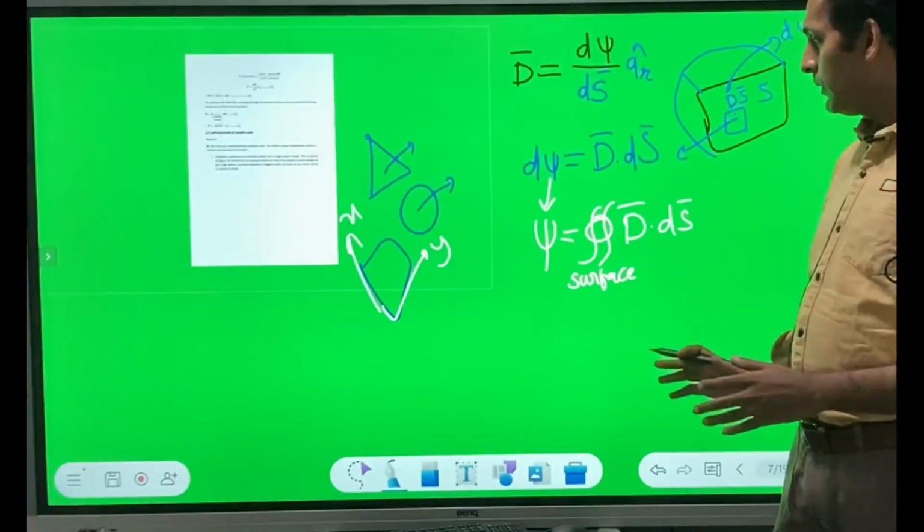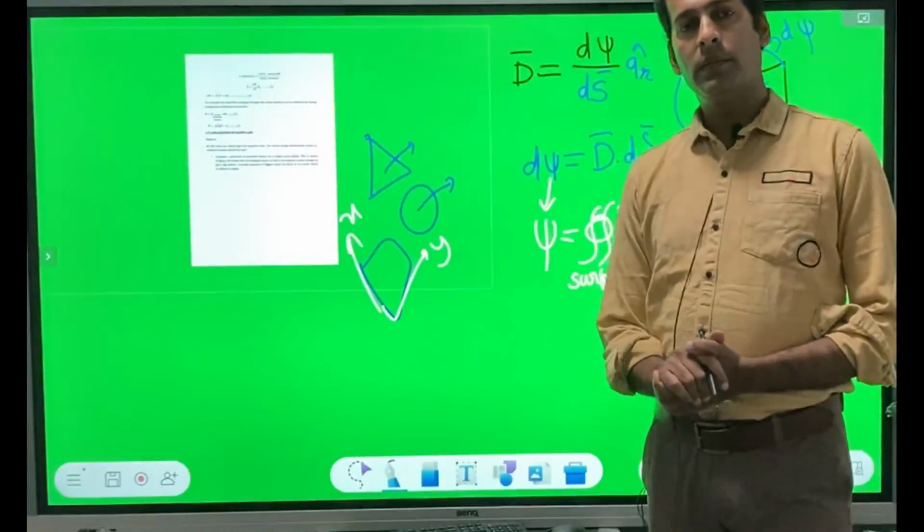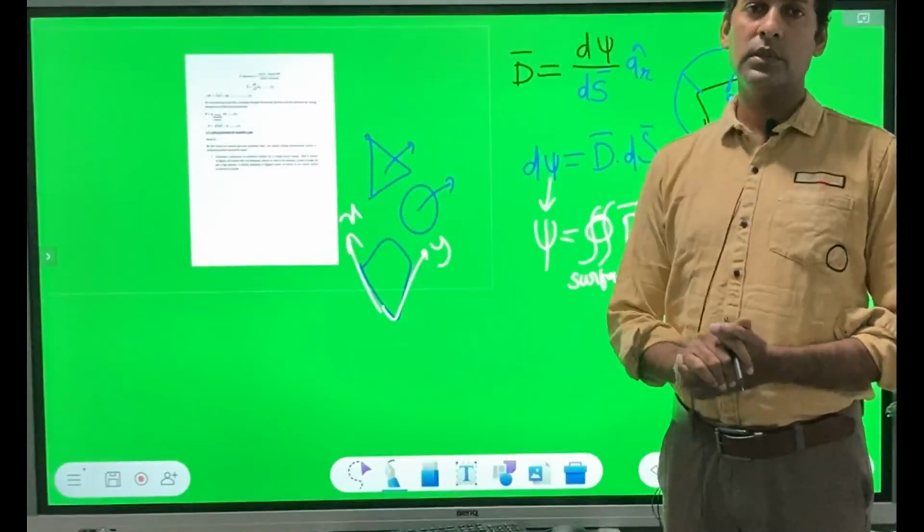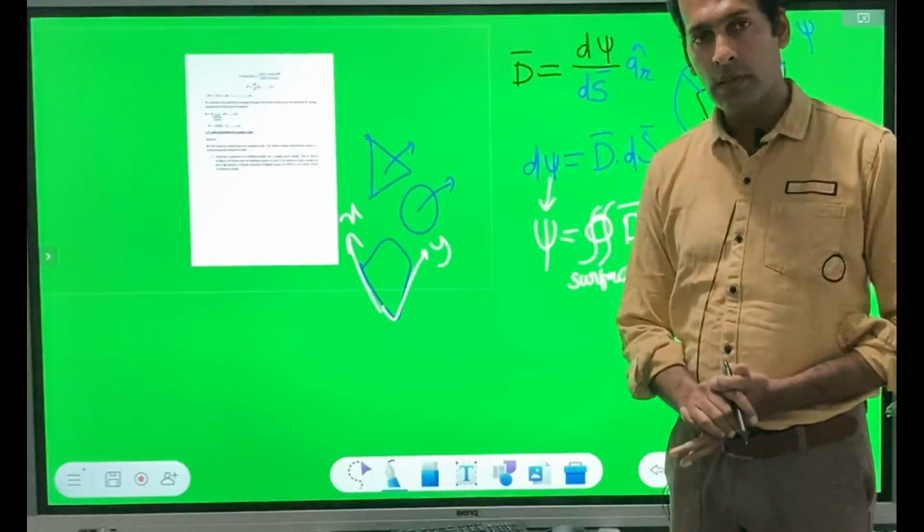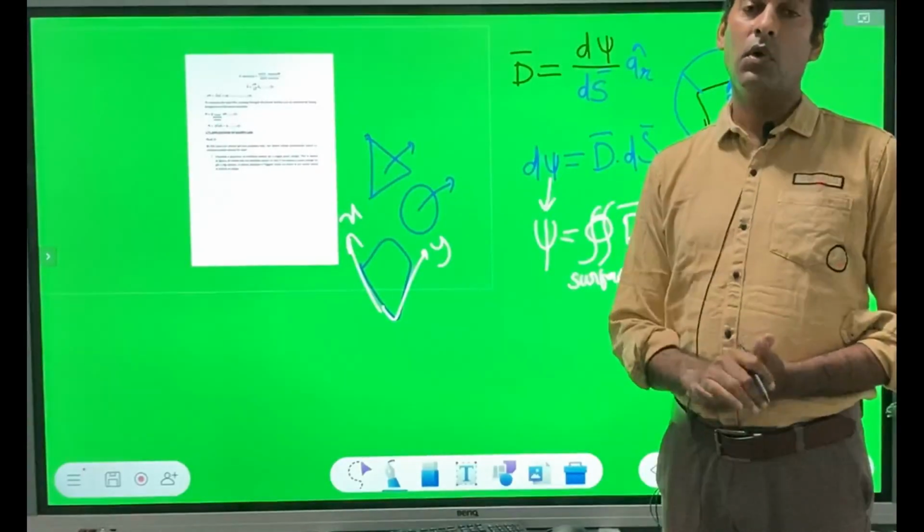So with this session we will stop here, and we will meet you again in the next session. In the next session we will discuss the applications of Gauss law.